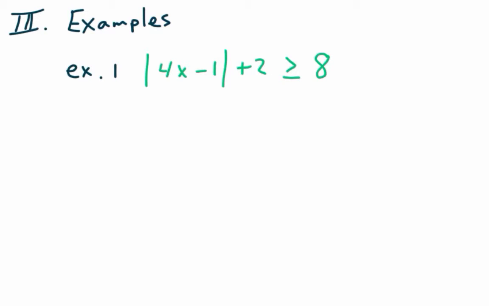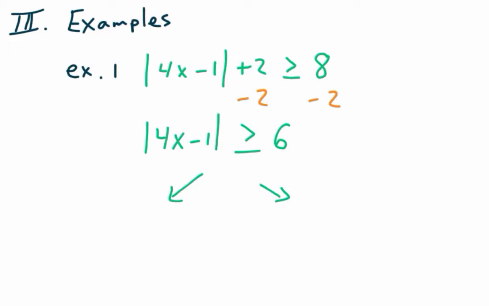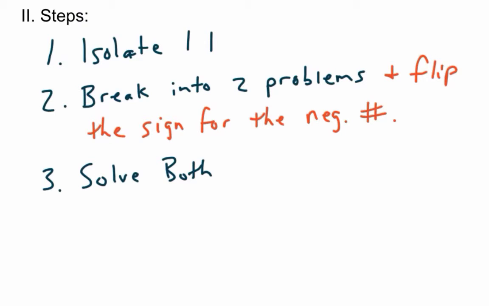So our first step is to go through and isolate the variable, rather, isolate the absolute value. So we start by subtracting 2 from both sides. Then we have the absolute value of 4x minus 1 is greater than or equal to 6. Now here was the part where we always broke it up into the two things. So we're on that step number 2, break it into two problems.